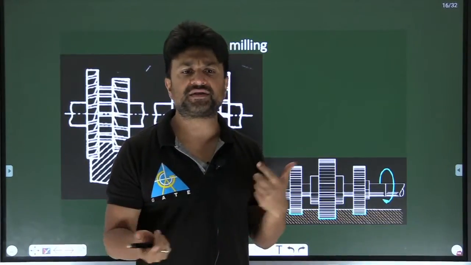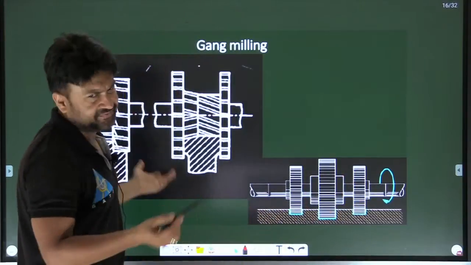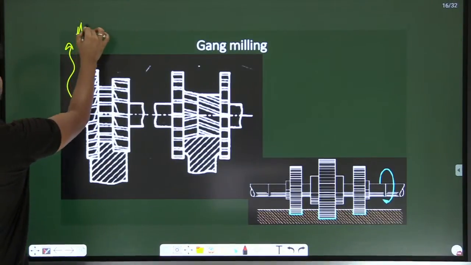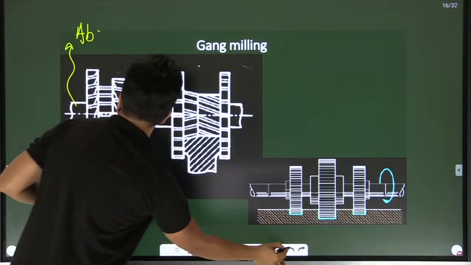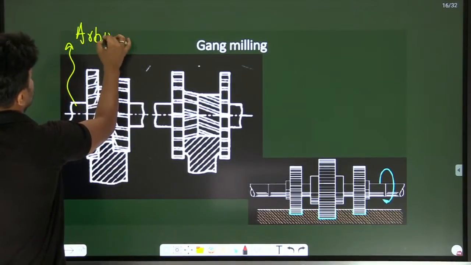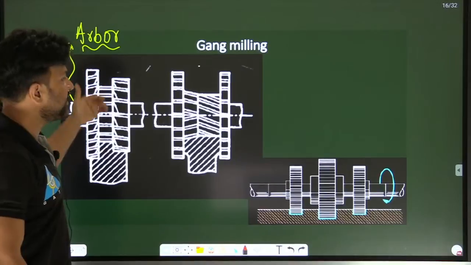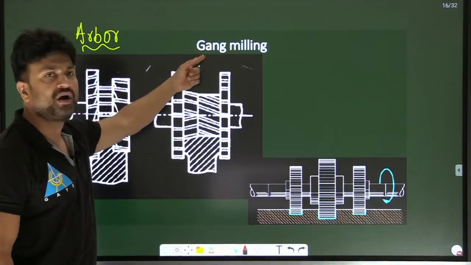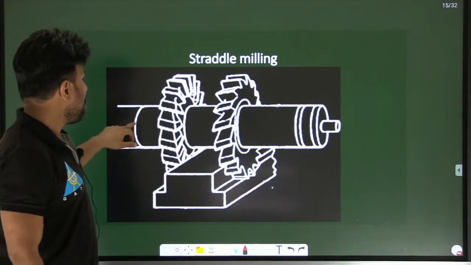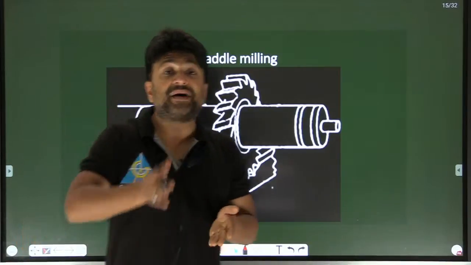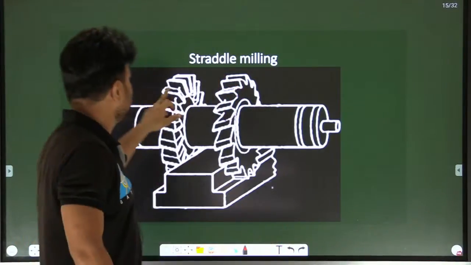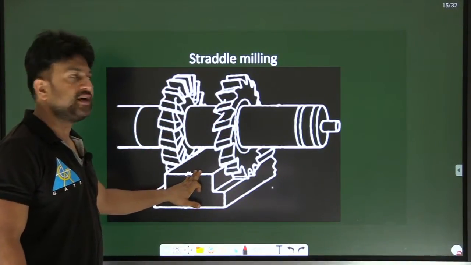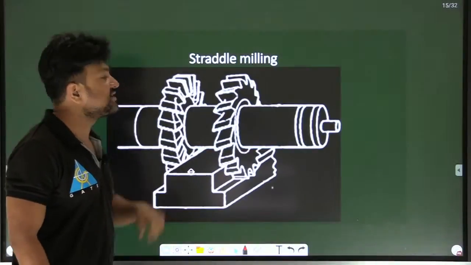But some theoretical points are there, like what is a gang milling? It's very simple. Gang milling is that on the arbor, which is a shaft, we mount more than 2 milling cutters and it will do the milling in one pass. In straddle milling, on the arbor we mount 2 milling cutters, but we keep some space in between them so that the cutting will not happen in between. This is called straddle milling.